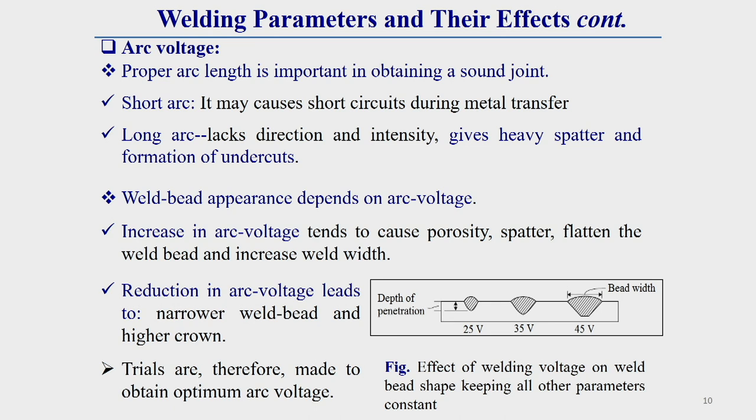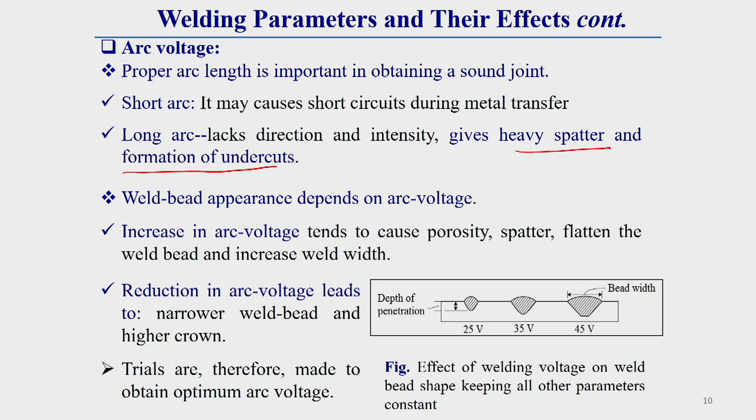How? If the arc is too short, there is a chance of short circuiting of the electrode with the base material. If the arc is too long, then the arc can become unstable, and a too long arc lacks direction and intensity. Due to this lack of direction and intensity, it gives heavy spatter and formation of undercut.